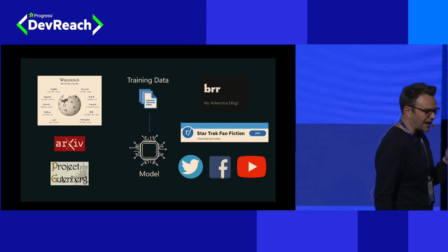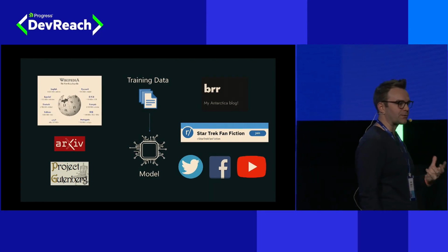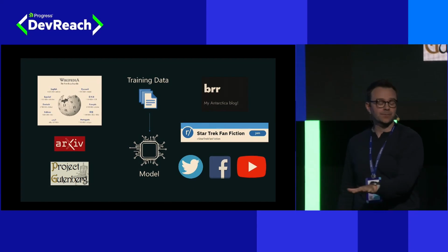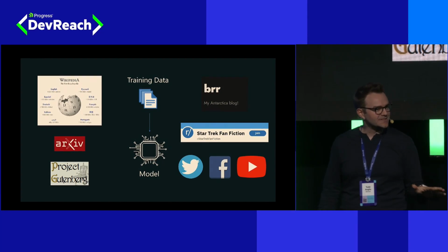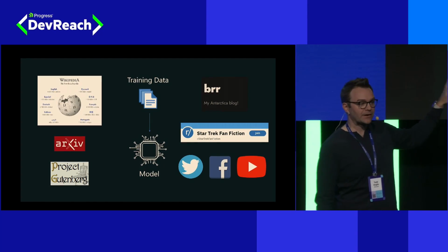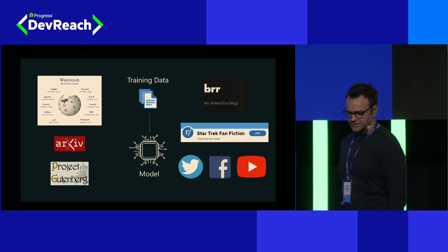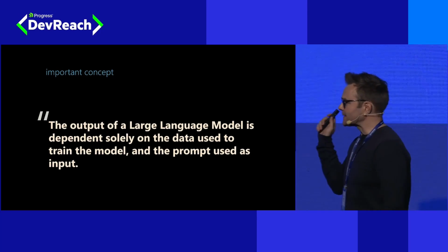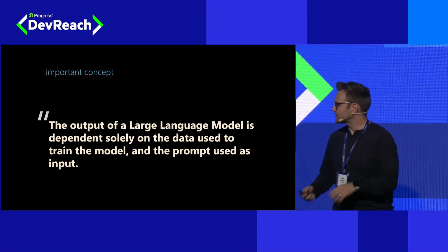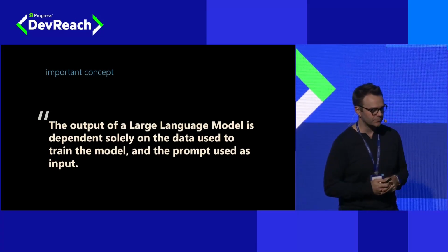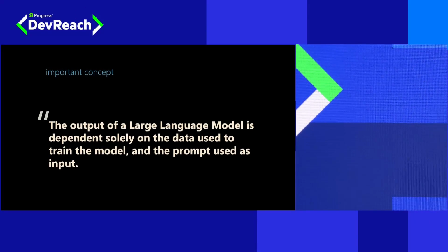So this is a bit of a warning and a call out to you as you work with these: understand all of this is in there, and why it's important for you as a developer to make sure your applications, as they use this technology, understand this and build the correct guardrails around it, depending on your scenario. So the output of a large language model is dependent on the data used to train it and the prompt as input. That's one of the key concepts I'll give you today.